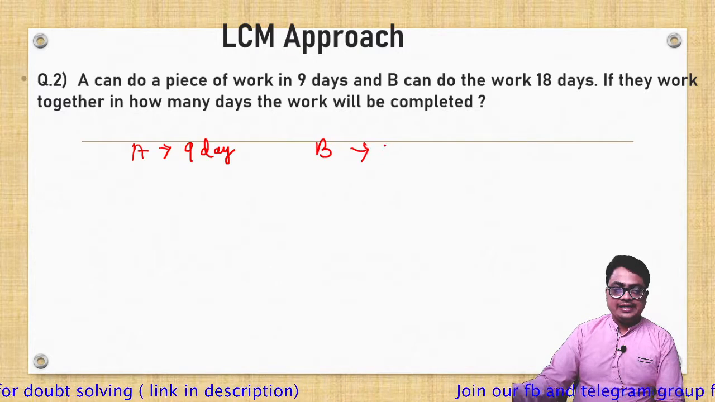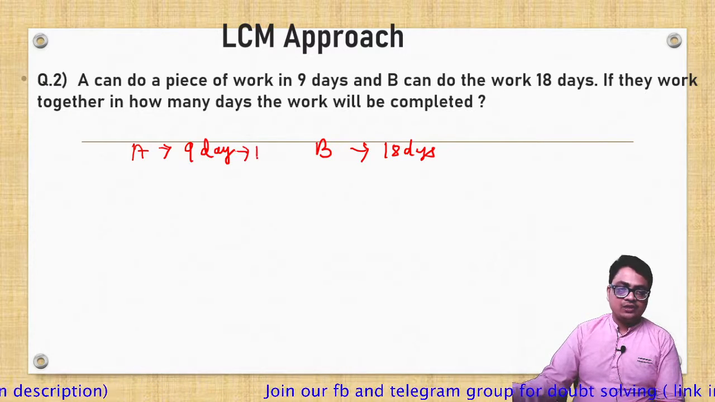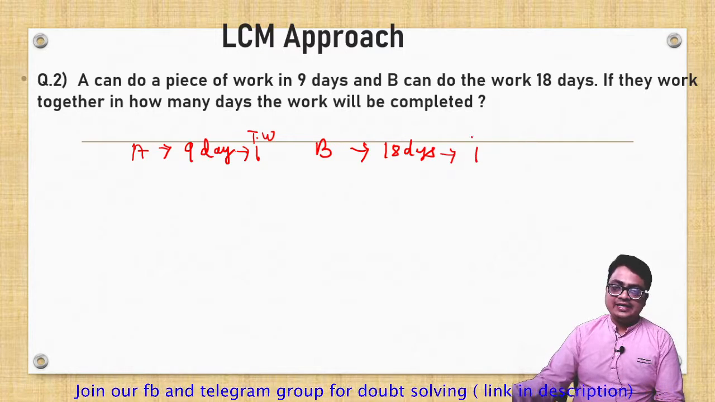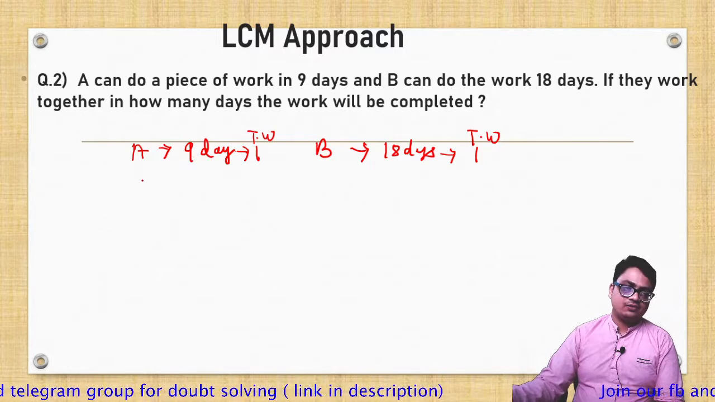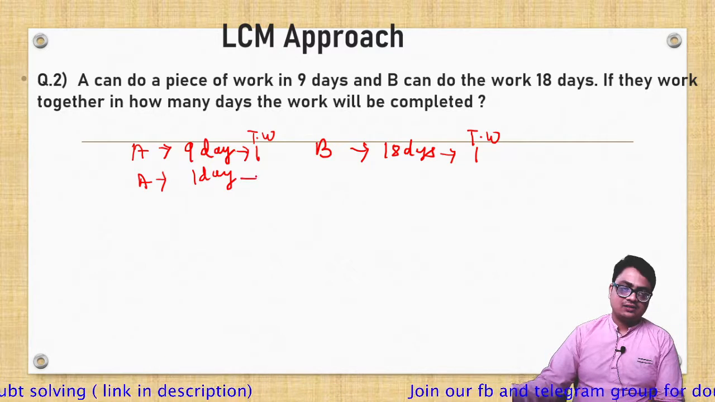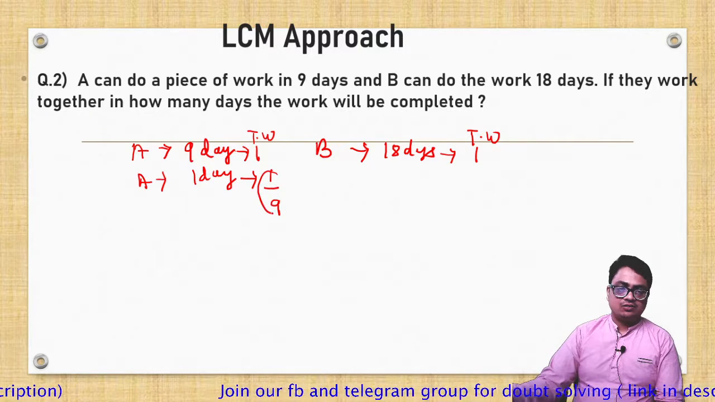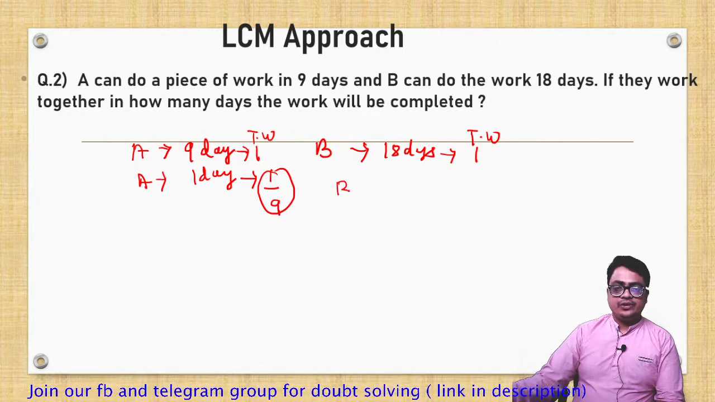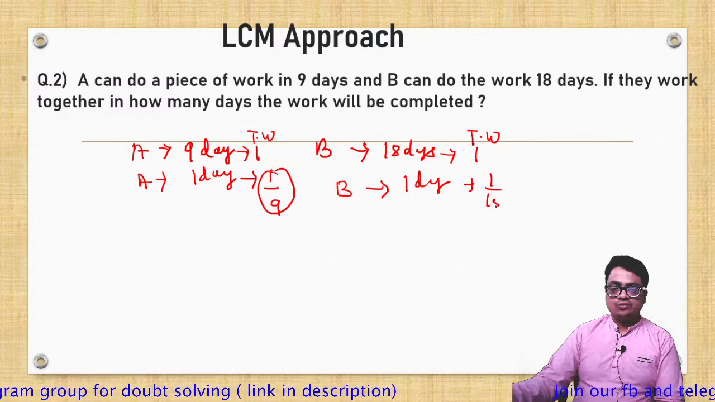B is doing the work in 18 days. In these 9 days, A is completing the work, meaning he is doing 1 unit of work. I am writing it here, but you do not need to write it, just remember it by default. So A will be doing in 1 day how much? 1 by 9th of the work. In 1 day, he will be doing 1 by 9th of the work. B will be doing in 1 day how much? B will be doing 1 by 18th of the work.